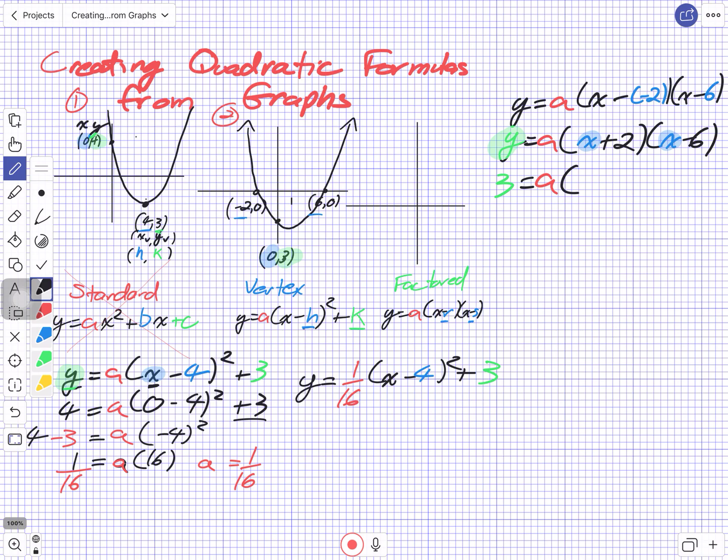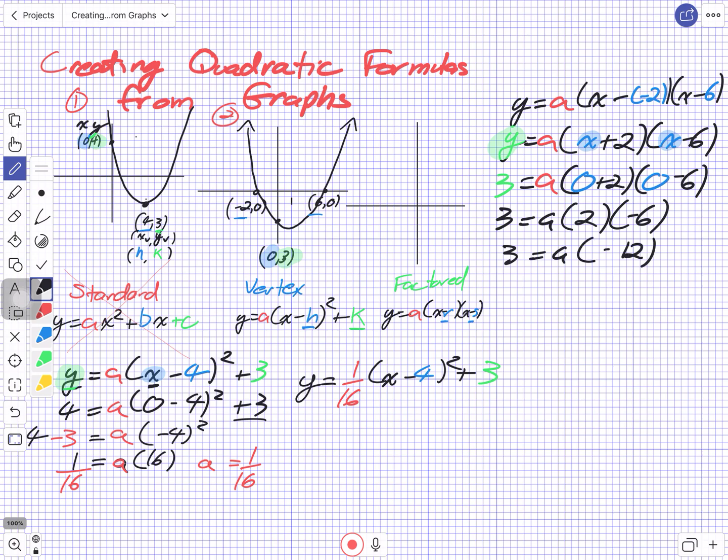The x value was 0, so I'll write 0 in blue. 0 plus 2, 0 minus 6. Okay, and now it's just a bunch of simplifying and isolating. So 3 equals a, this becomes 2, this becomes -6. I'm going to multiply those two numbers. 2 times -6 is -12. So 3 is equal to a times -12.